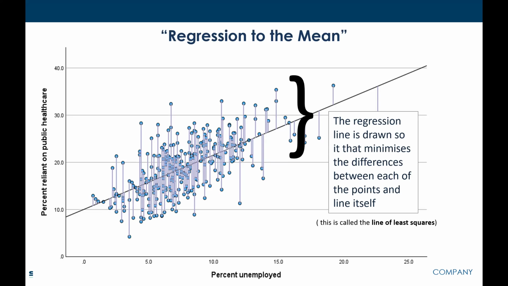This line represents a kind of average. It's the average of the relationship, if you like, between percent on public healthcare and percent unemployed. If you were to draw the line manually, which you wouldn't do because you can calculate it, it is drawn in such a way that it minimizes the difference between the line itself and the points. And that's why it's called the line of least squares.